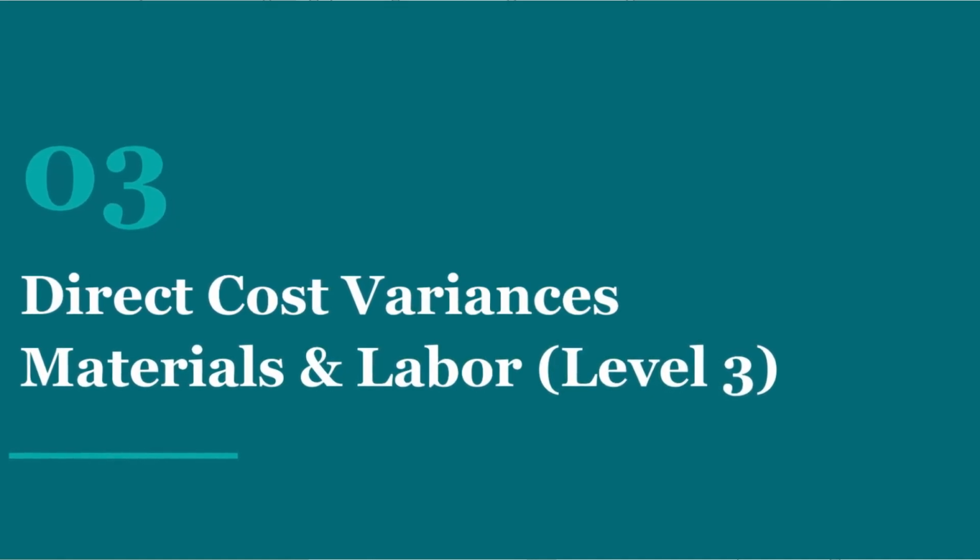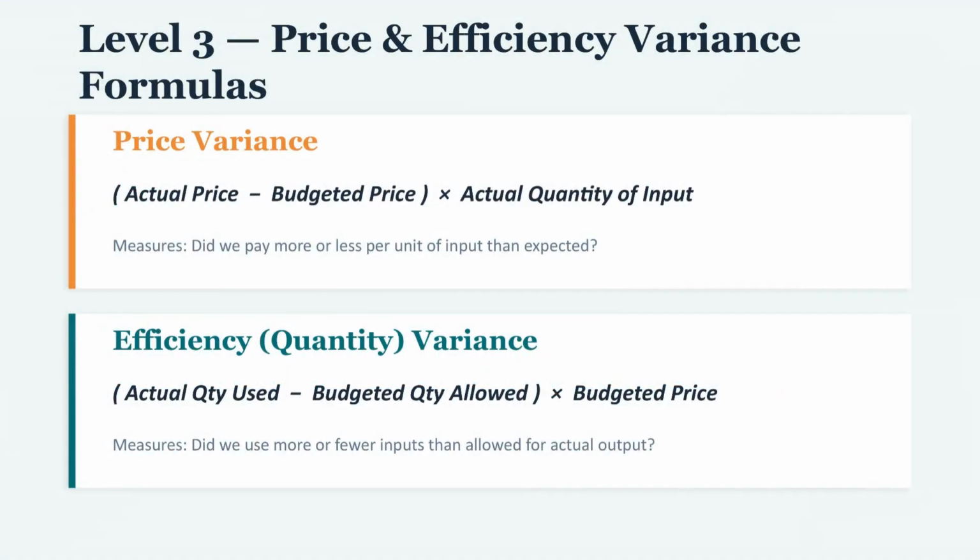the shop floor. Price variance equals actual price minus budgeted price, times actual quantity of input, showing whether we paid more or less per unit. Efficiency variance equals actual quantity used minus budgeted quantity allowed, times budgeted price, showing if we used more or fewer inputs than allowed.